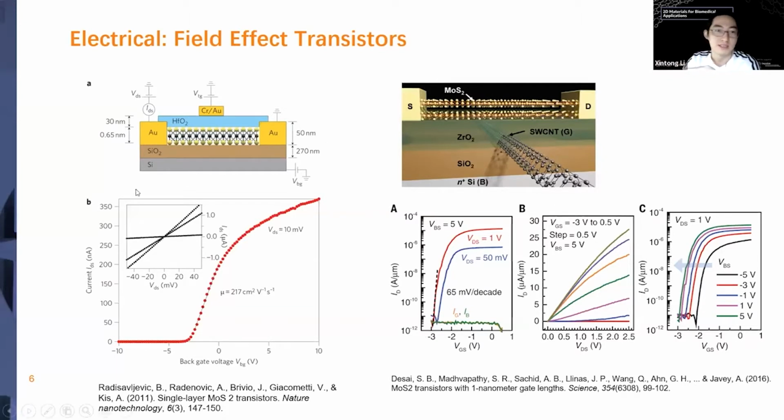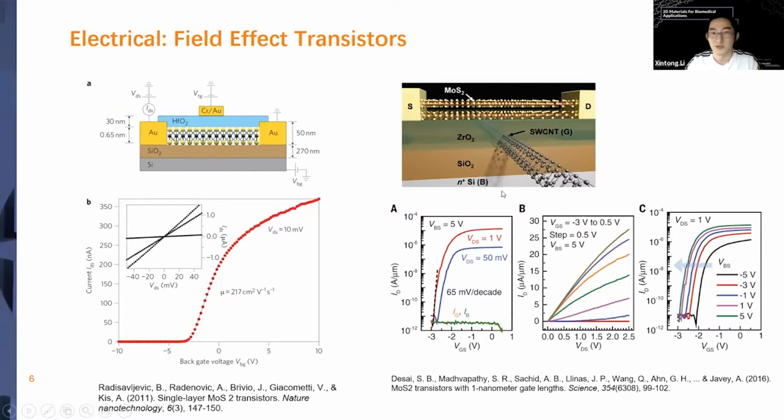So in this left figure, this is a very famous work where they use a single layer MoS2 to make a field effect transistor. And they got a very good IV curve with a mobility of 217, which is pretty okay for this kind of materials.